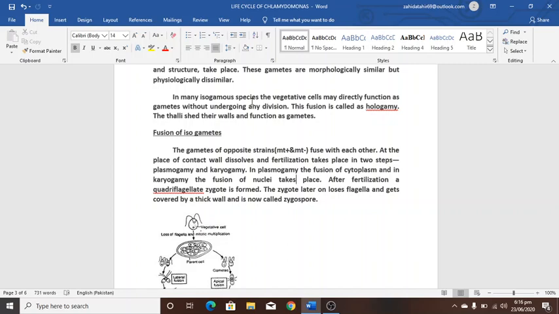At the place of contact, the wall dissolves and fertilization takes place in two steps, plasmogamy and karyogamy. In plasmogamy, the cytoplasm fuses, and in karyogamy, the nuclei fuse. After fertilization, a quadriflagellate zygote is formed, a zygote which has 4 flagella. The zygote later on loses its flagella and gets covered by a thick wall, and now this is called zygospore.